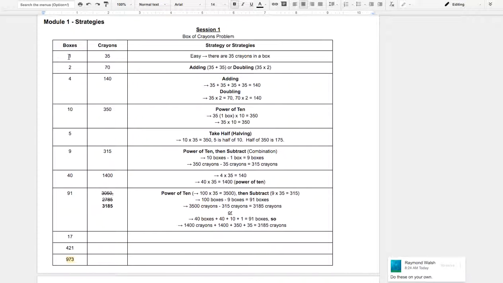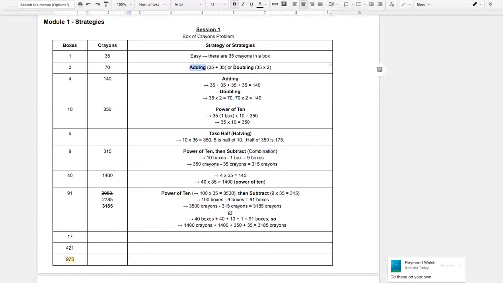In this problem, we have one box of crayons, and each box of crayons has 35 crayons inside. So, if I wanted to know how many crayons are in one box, that's easy. There are 35 crayons in one box. If I want to know how many crayons are in two boxes, okay, and we're focusing on strategies. So one strategy that we could use to find out the answer is just adding. We could add 35 crayons in one box, and then 35 crayons from the second box. That'll give us 70 crayons.